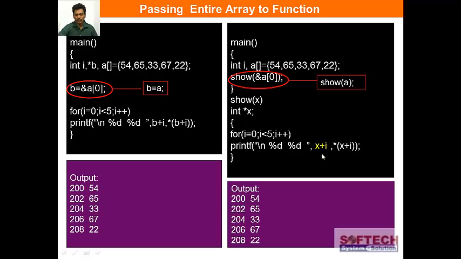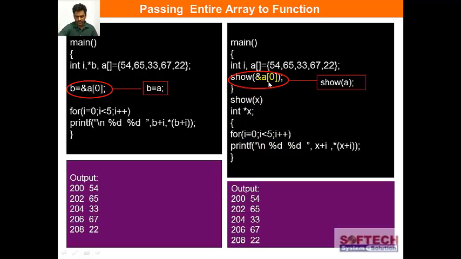So what is x? x is 200. 200 plus 0 is 200, *(200), the value displayed is 54, then it rotates. i value is 1, 200 plus 1 is 202, value 65, it rotates. 200 plus 2 is 204, it displays 33, then it rotates. 200 plus 3 is 206, 67, then 200 plus 4 is 208, value 22. Then the i value is 5, the condition is false, it comes out.